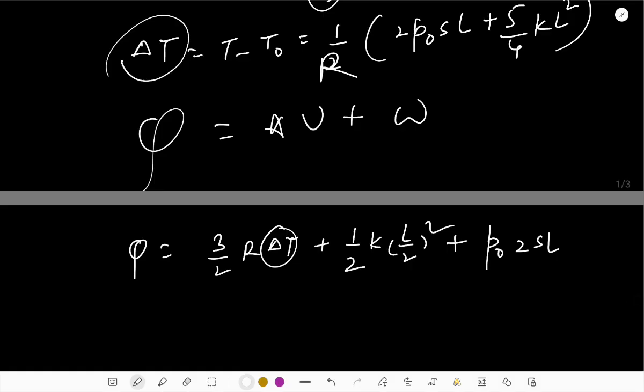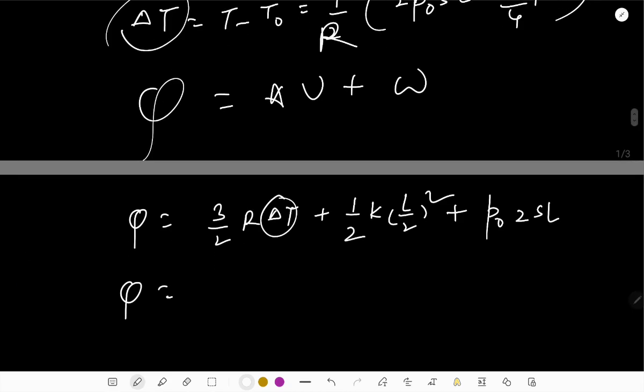This is the result. What was the final solution? The value of Q you will find. If not, then either you are wrong or I am wrong, and there is very little chance that I will be wrong. So the answer gives 5 P naught SL plus 2 KL square.